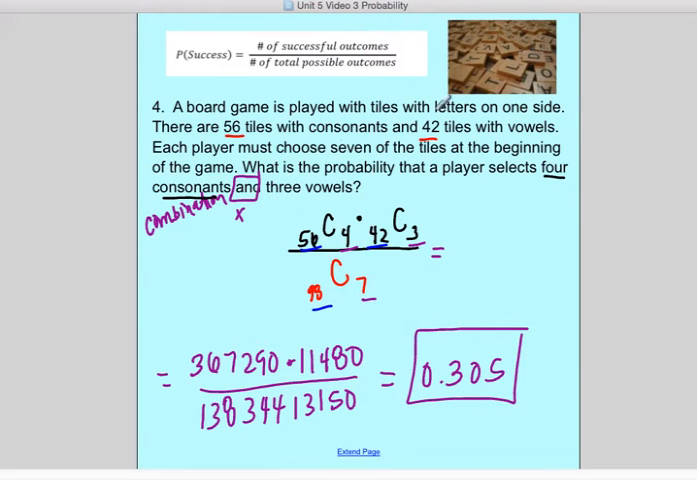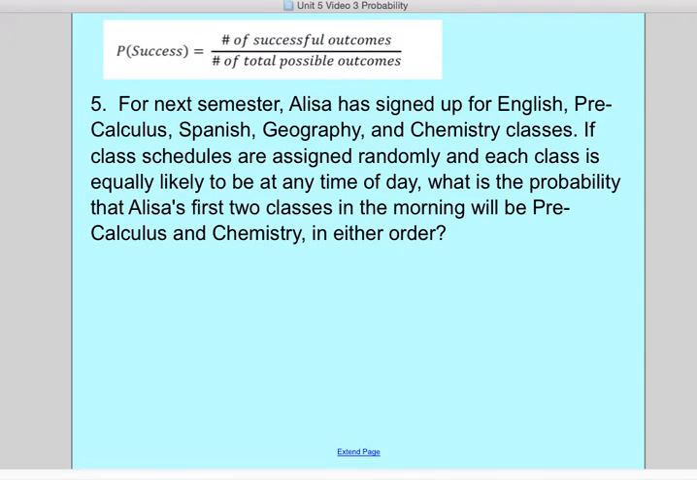Okay, that is example 4. It's combination. We're just picking a group. We're not putting them in order. Example 5. Okay, for next semester, Alicia has signed up for English, Pre-Calc, Spanish, Geography, and Chemistry. If class schedules are assigned randomly and each class is equally likely to be at any time of day, what is the probability that Alicia's first 2 classes in the morning will be pre-calculus and chemistry in either order?